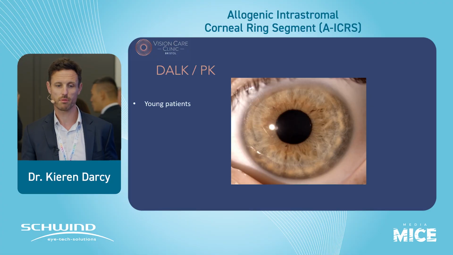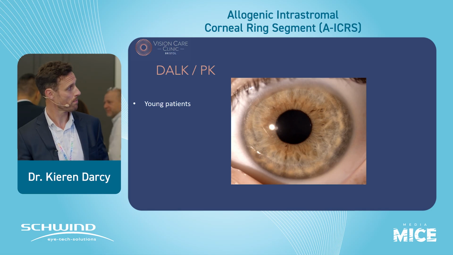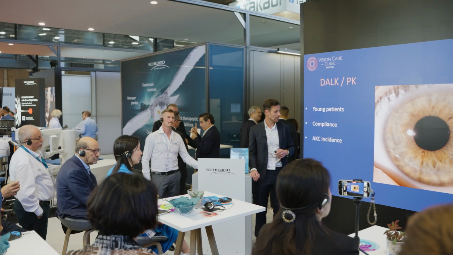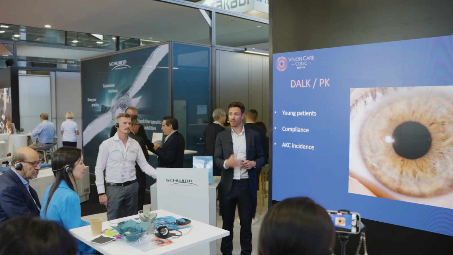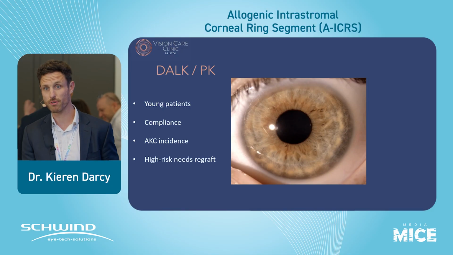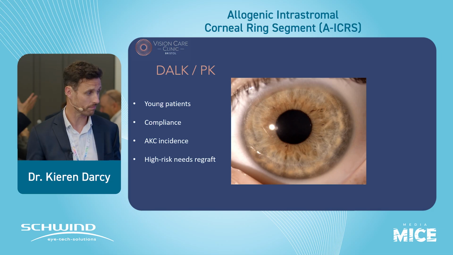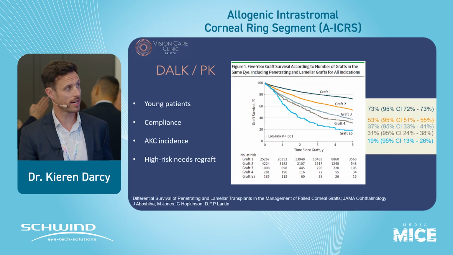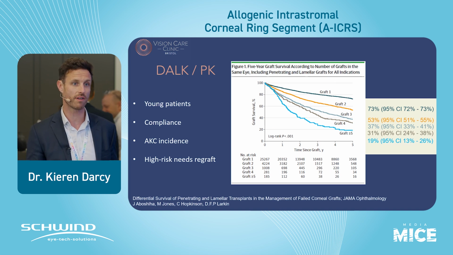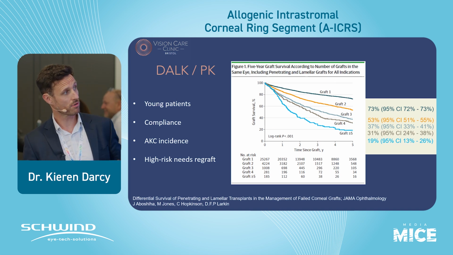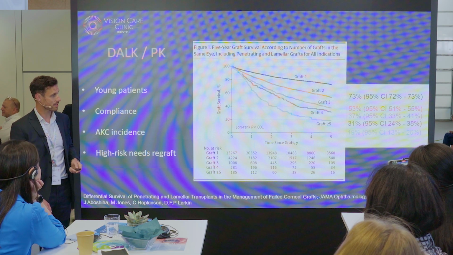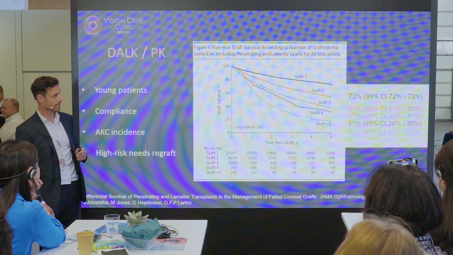But a larger percentage of patients are young. They potentially have poor compliance with drops, and their incidence of allergic eye disease is far higher than the general population. And all three of those increase the risk of needing a regraft and of transplant failure or rejection. So if we look at the UK data for that, you can see that every subsequent graft has a drop-off in its Kaplan-Meier 5-year survival curve. And you can see from graft 1, we go from about 70-odd% right the way down to graft 5, where it comes down to 19%.